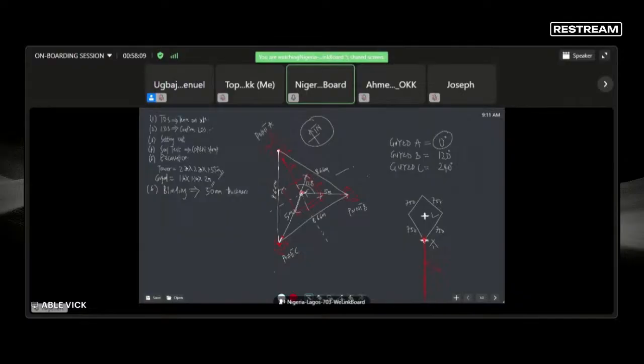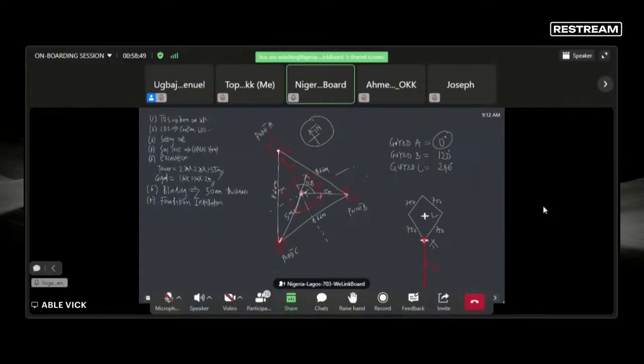You'll be blinding only your tower foundation. Your guide wire foundation does not need blinding. You understand? So you blind only the tower foundation to a thickness of 50 mm. Then upload on QC for approval. Once it's closed for approval, you start tower foundation installation.